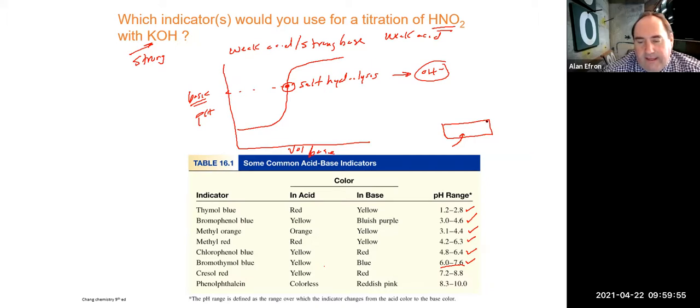If you're kind of at the end, probably the color has already changed way before that, which means that's not going to be very helpful visually for you to determine you're at the equivalence point. So that one probably wouldn't be a good choice.